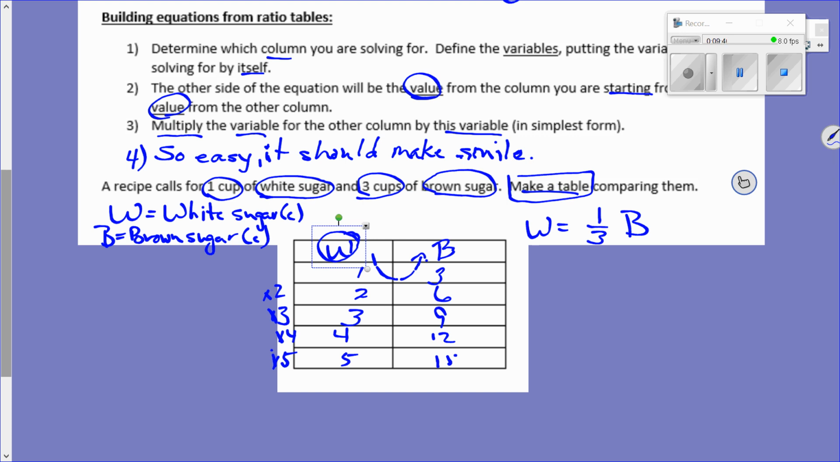So what if I wanted to solve for brown sugar? Now we're just going to start at the B. Guys, please stop the chatter. If you've got questions, raise your hand.